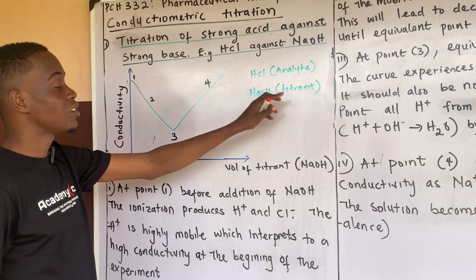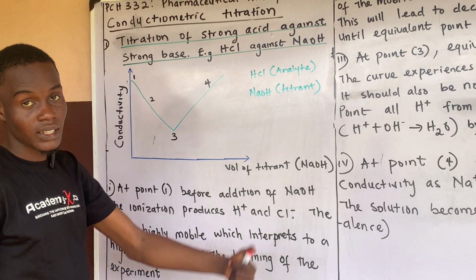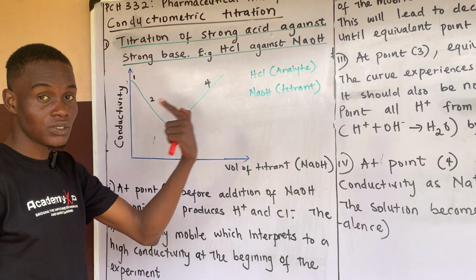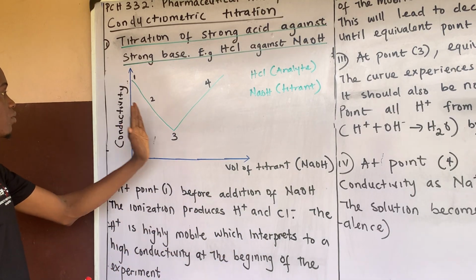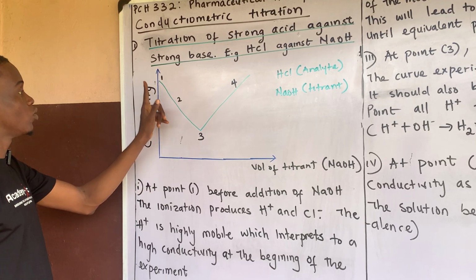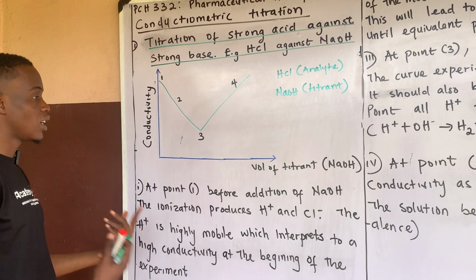Now, we keep on adding the titrant to the analyte, and there'll be a change in conductivity as we keep on adding. So, we want to depict what this graph means, the stages of this graph, 1, 2, 3, 4, what they actually mean.